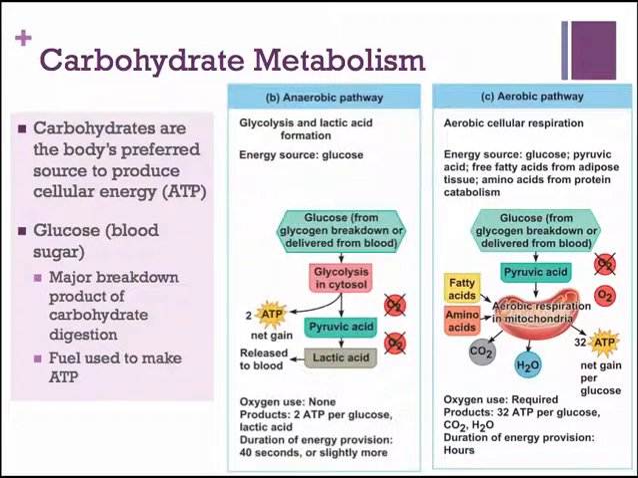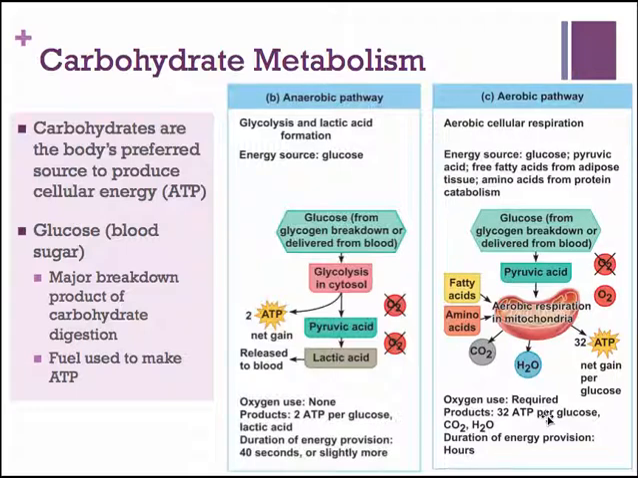For the next couple of slides, all of this is going to be review. Looking at carbohydrate metabolism, we have both the anaerobic pathway and the aerobic pathway. Anaerobic is without oxygen, and aerobic is in the presence of oxygen. So here's that note again. Here we don't use oxygen, and here we use oxygen. And remember, if we use oxygen, do we have more ATP or less ATP than if we don't use oxygen?